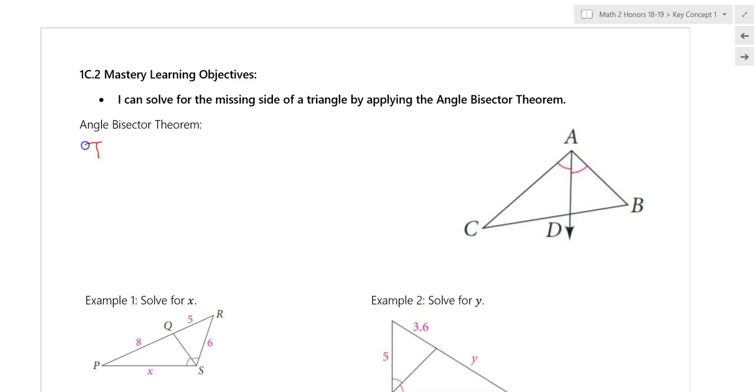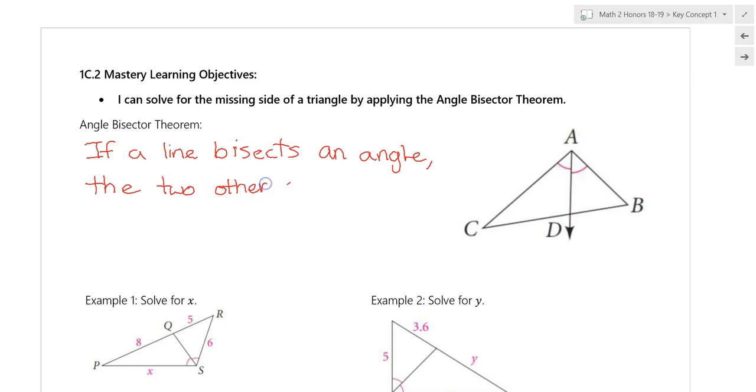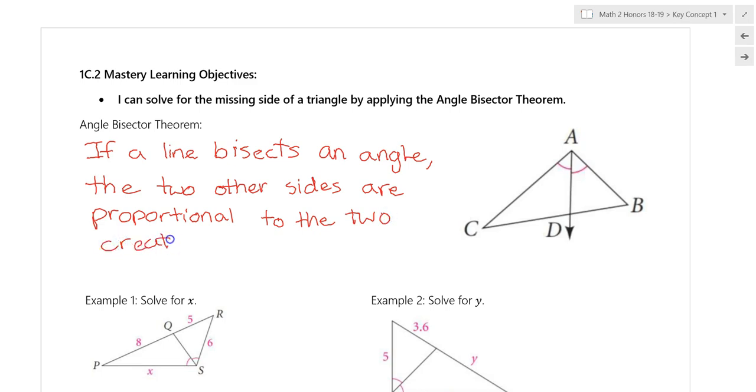So this one says if a line bisects an angle, the two other sides are proportional to the two created segments.